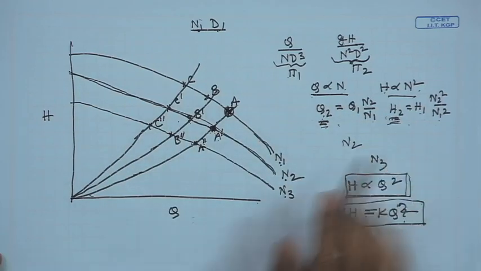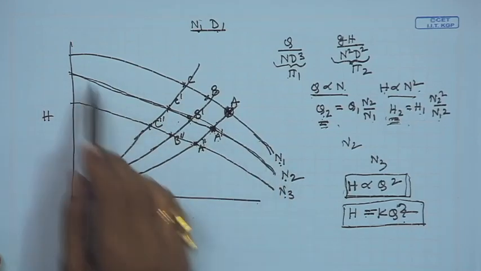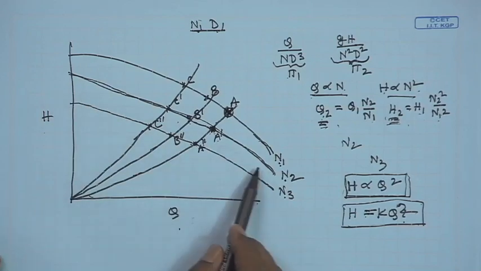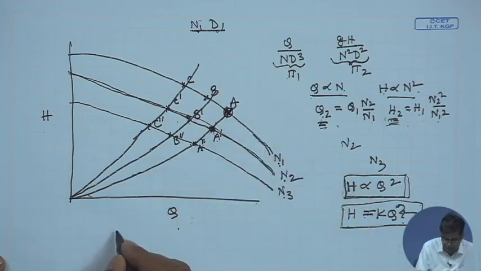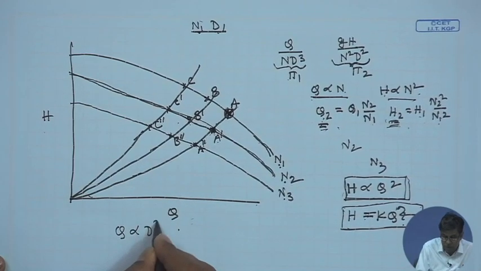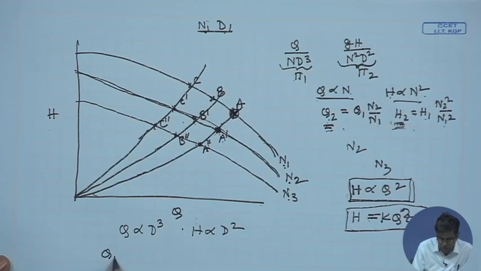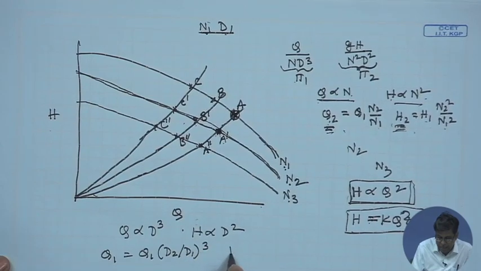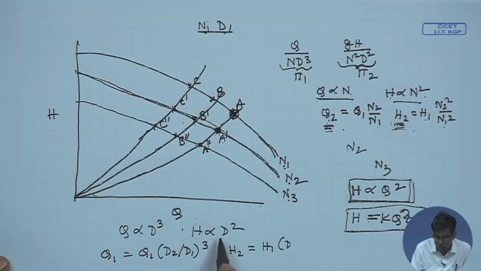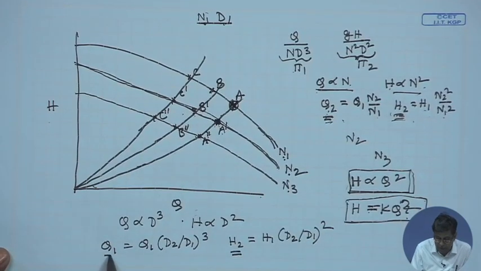Now, this is how we can get the head discharge characteristic curve for different rotational speeds. Now, for different diameter, what do we do? For different diameter, we use this equation: Q is proportional to D cube and H is proportional to D square. So, we find Q2 as Q1 into D2 by D1 cube, and H2 is equal to H1, the same as before, because it is proportional to both N square and D square, D2 by D1 square. And this way we can find the corresponding Q and H and draw the curve.